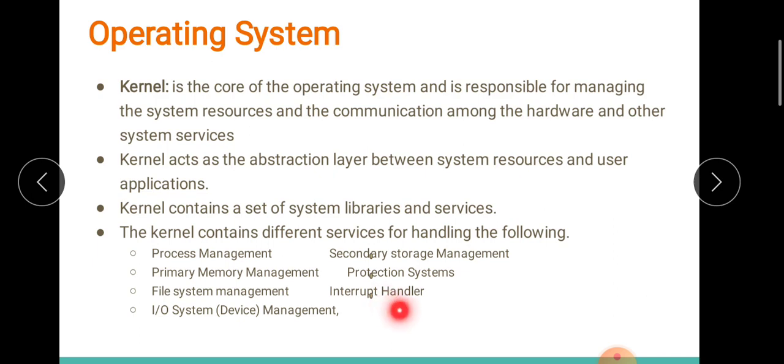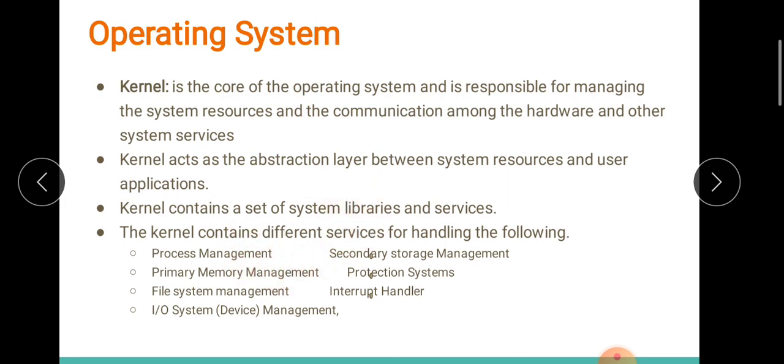And finally, the interrupt handler. You can handle the execution, the permission to access an external interrupt or an internal interrupt. So these are handled by the interrupt handlers. So these are the services provided by the kernel. Process management: everything related to the process, their memory allocation, loading your program into the memory, executing them, scheduling them, everything is controlled in the process management.